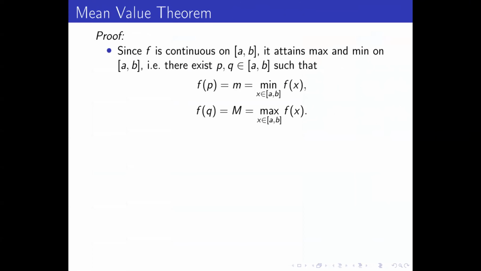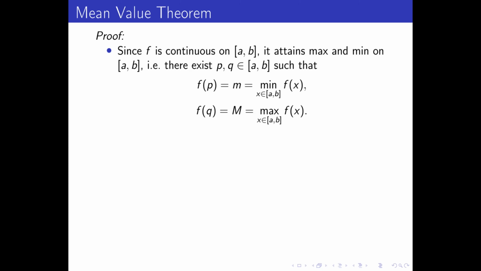So if f is continuous, we know that it attains max and min somewhere inside the interval. So there are points p and q so that f of p is a minimum of f, and f of q is a maximum. This is called the extreme value theorem.